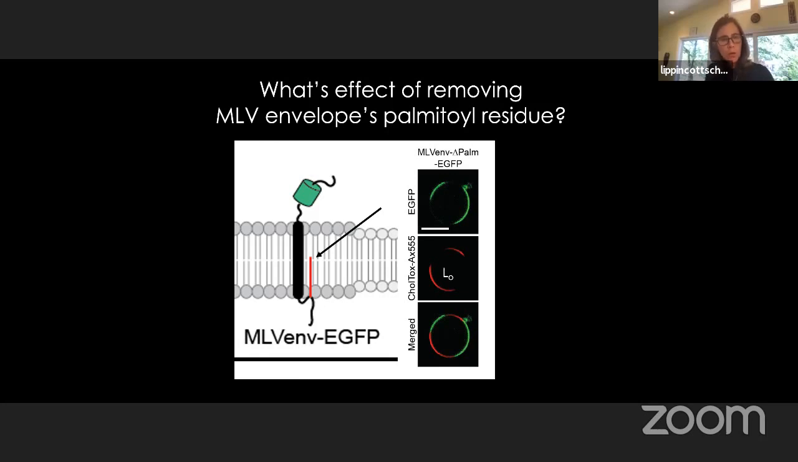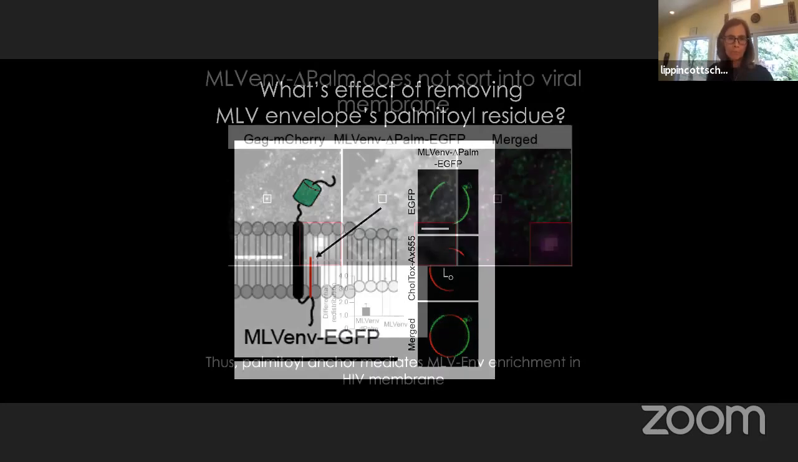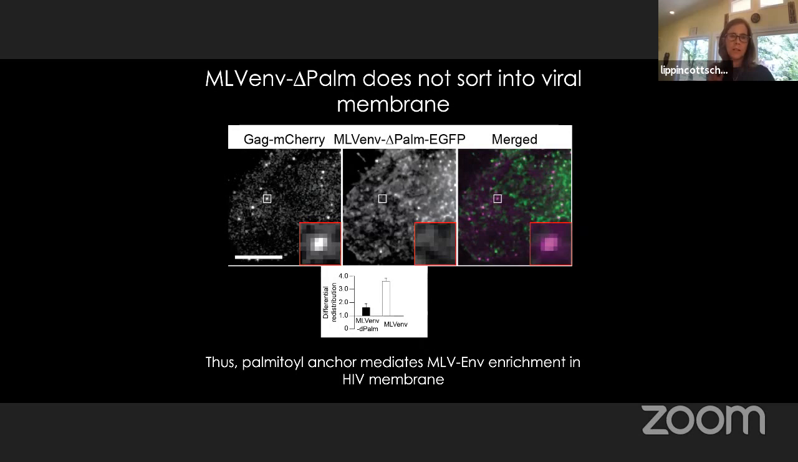So what does this do in the context of the virus? Well, it prevents it from going into the viral membrane. So here we've introduced the palmitoyl deleted envelope protein into cells, and we're looking at whether or not it can co-cluster with the GAG enriched viral particles, and you see it does not, it's depleted. So thus the palmitoyl anchor is sufficient for mediating the MLV envelope's enrichment in the HIV membrane.